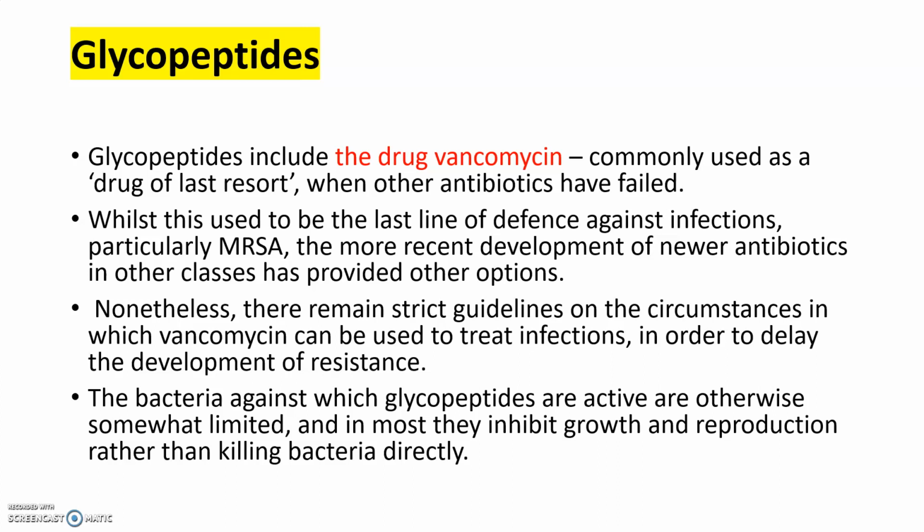The more recent development of newer antibiotics in other classes has provided other options too. Nowadays, vancomycin is also showing resistance to Staph aureus, MRSA. That is another important issue. Nonetheless, there remain strict guidelines on the circumstances in which vancomycin can be used to treat infections in order to delay the development of resistance. The bacteria against which glycopeptides are active are otherwise somewhat limited, and mostly their main action is inhibiting the growth and reproduction rather than killing bacteria directly.